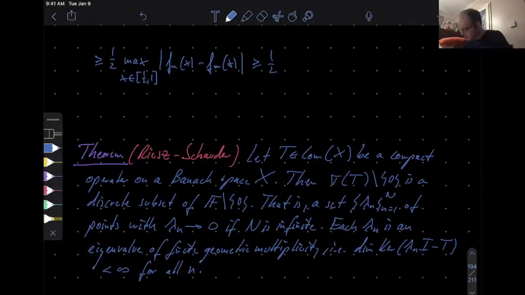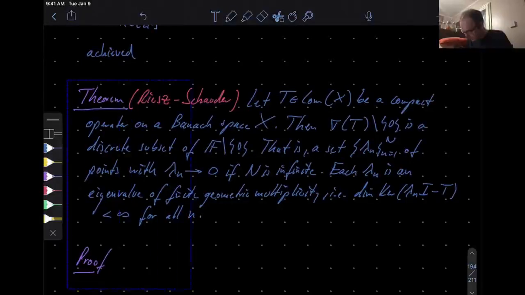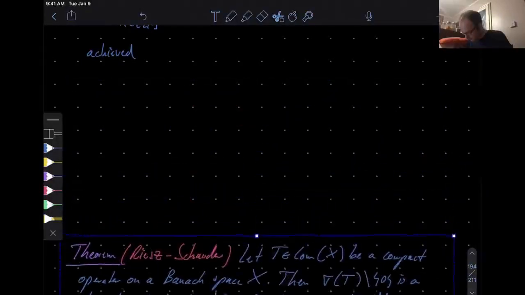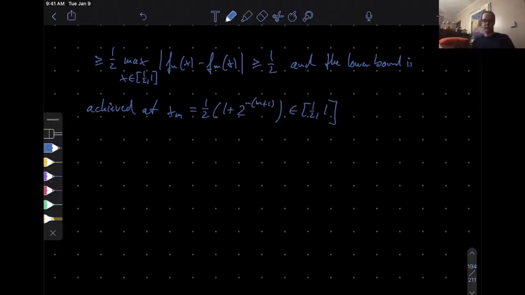So, but that means I can be a bit more precise, and actually the lower bound is achieved, and that's what you will find out if you do the calculus optimization. Let me move this. This is our upcoming topic further down here. The optimum or the minimum here is achieved at these points x sub m, which is 1/2 (1 plus 2 to the minus m plus 1), which is a point in (1/2, 1). It creeps up to 1/2 as m goes to infinity.